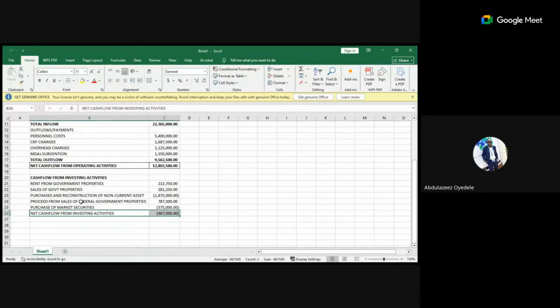So we have net cash flow from investing activities. Good. Okay, that's a negative cash flow, right? Okay. Then our next line will now be cash flows from financing activities.